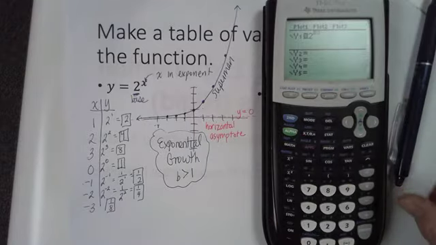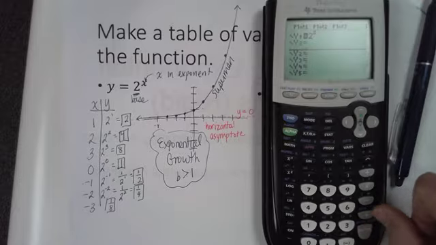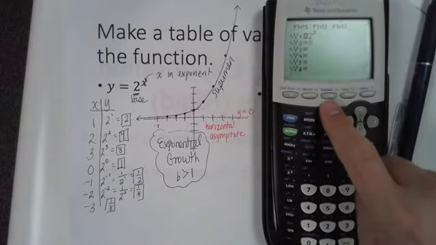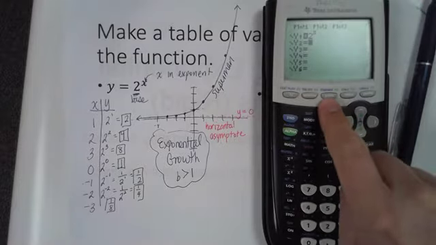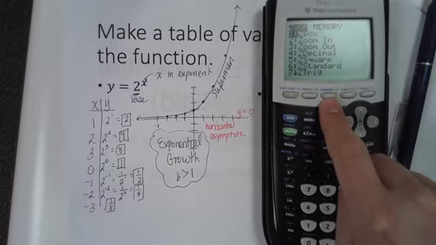Now I need you to do one more thing so that everything is really, really nice here. I want you to go to Zoom. So push Zoom. And on your calculators, you have standard windows. Rebecca, on your calculator is called V window, as in viewing window, okay? It's a shift function.